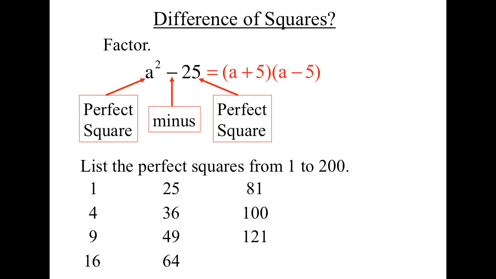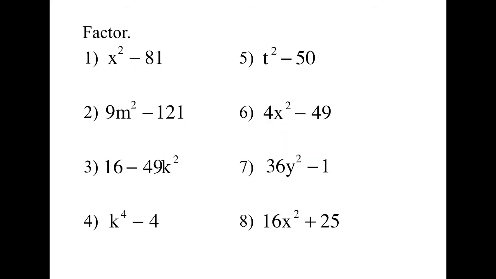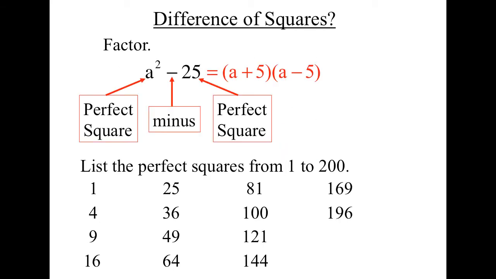12 squared is 144. Now 13 squared, you must know this one. It comes up a lot. 169. 14 squared, 196. 15 squared, 225. Whoops. Let's go back. I want you to add that to your list. 15 squared is 225. 16 squared is 256.